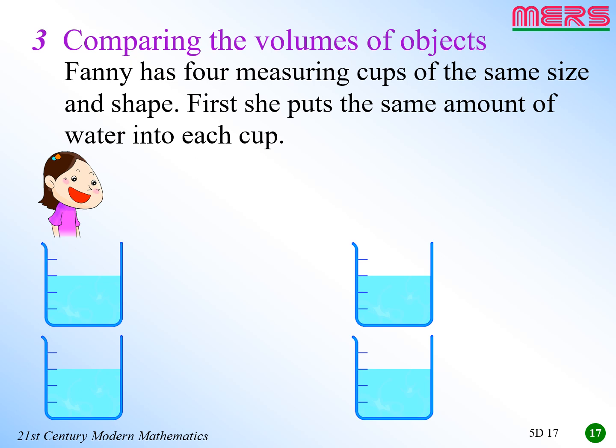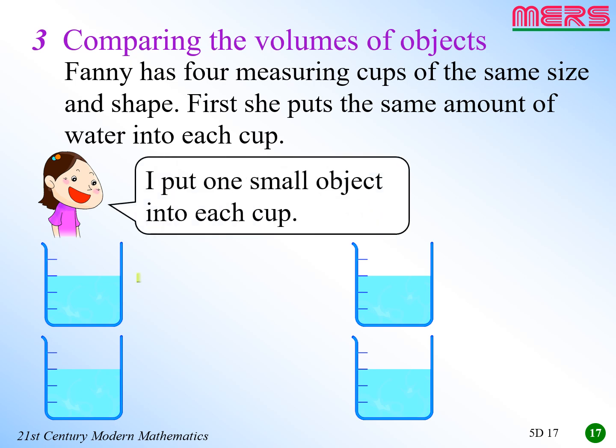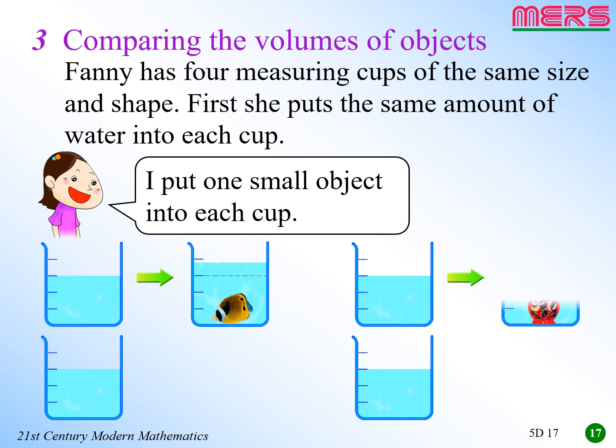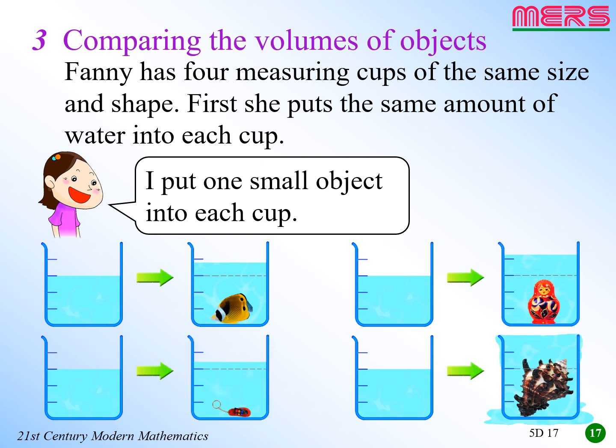Now put 4 different small objects, namely a toy fish, a Russian doll, a keychain, and a shell in respective measuring cups. Observe the increase in the water level of different objects put in different cups. Number 1 represents the smallest and number 4 represents the object with the greatest volume.